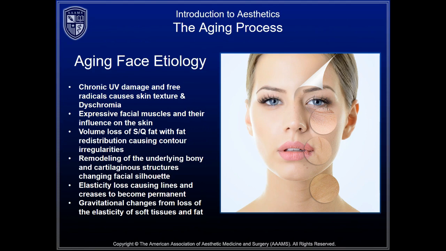Gravitational changes from the loss of the elasticity of the soft tissue and suspending ligaments, along with the fat volume loss, cause ptosis of the tissues. So the factors mentioned in this slide are the contributing factors in the changes that happen during the aging process, eventually causing asymmetry and loss of harmony.